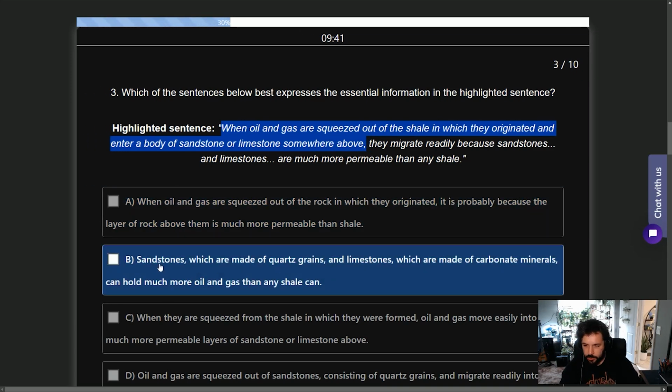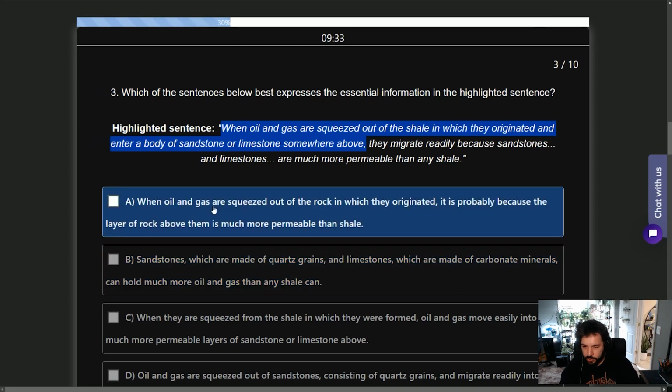Sandstones, which are location 2, let's say, which are made of quartz grains, and so on. We do not care about any of this. It's just about the stones. It's not mentioning the whole story.